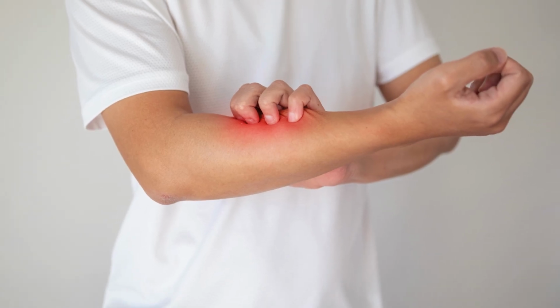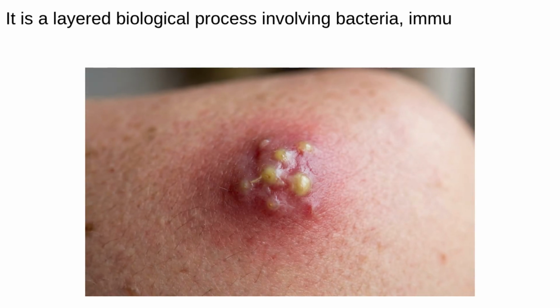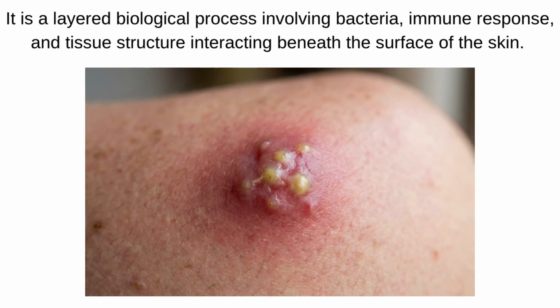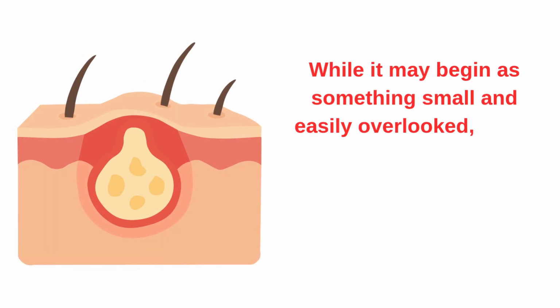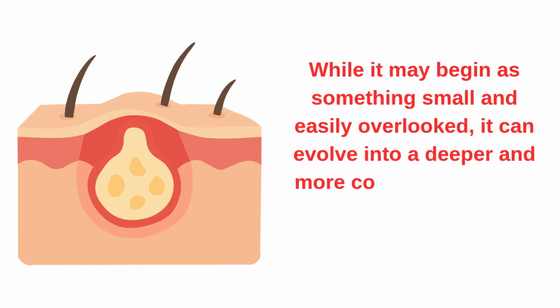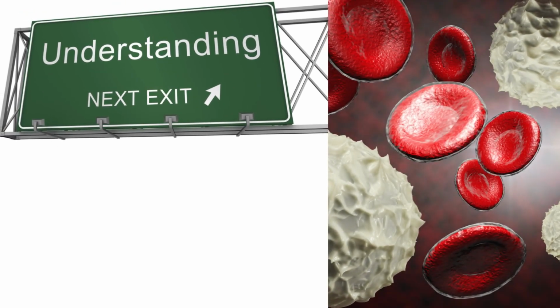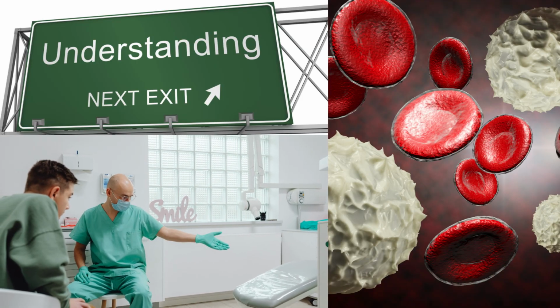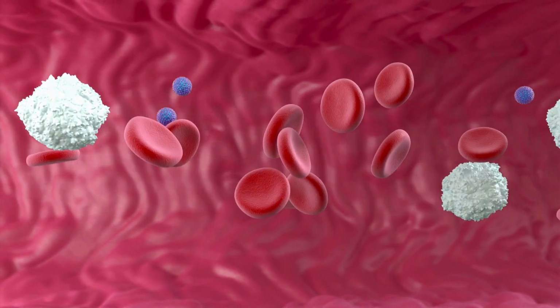A carbuncle is more than a skin infection. It is a layered biological process involving bacteria, immune response, and tissue structure interacting beneath the surface of the skin. While it may begin as something small and easily overlooked, it can evolve into a deeper and more complex condition when multiple follicles become involved. Understanding how it forms, how the body responds, and how treatment works transforms it from a vague medical term into a clearly defined process within the body's defense system.